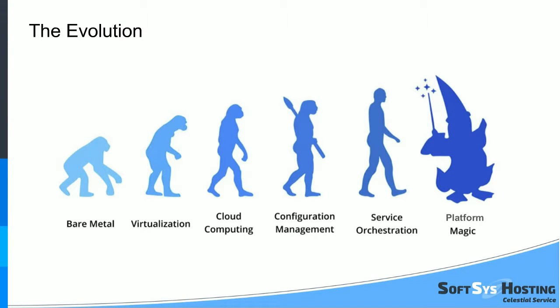Let's see how cloud evolution has occurred historically. So this is a graphic representation. It all started with having a bare metal physical server. Then we moved on to the virtualization with various virtualization technologies evolving. Cloud computing followed with configuration management options, which allows more user control on the cloud. Service orchestration helps in managing and automating tasks, and we are currently waiting for platform magic to happen.